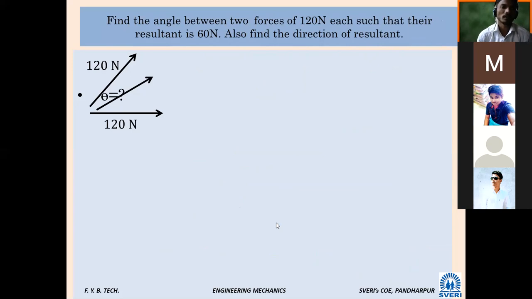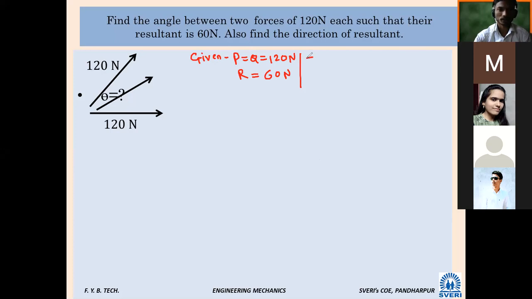Two forces are given, and the resultant is also given. So given: force P equals Q equals 120 Newton, and R is 60 Newton. Again, what are we supposed to find?